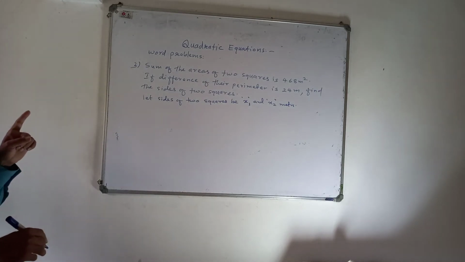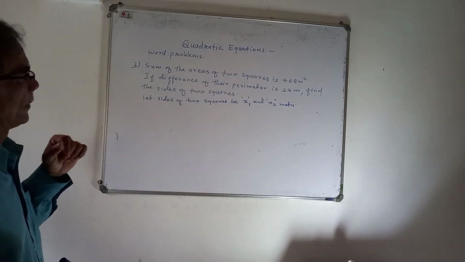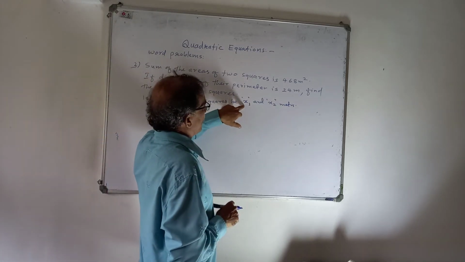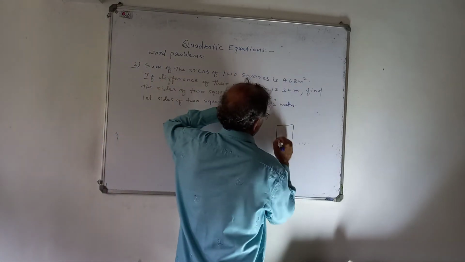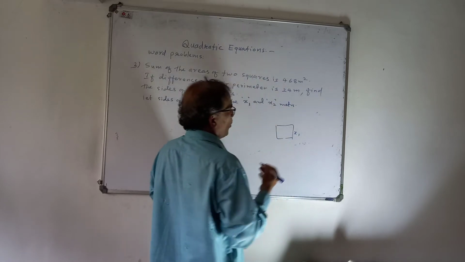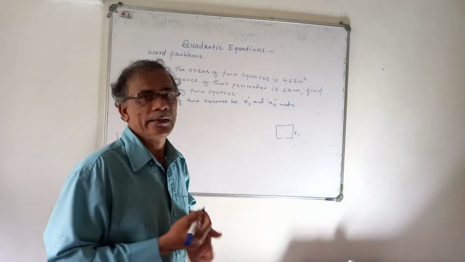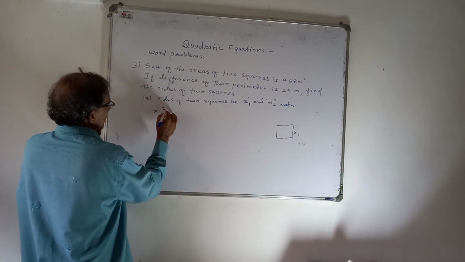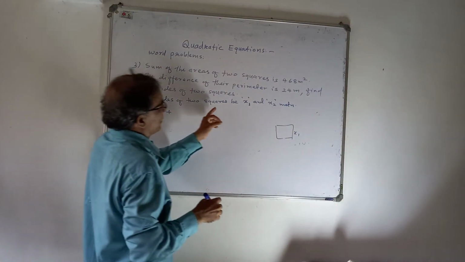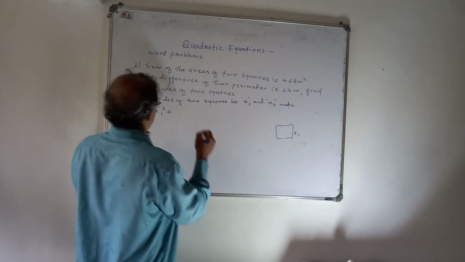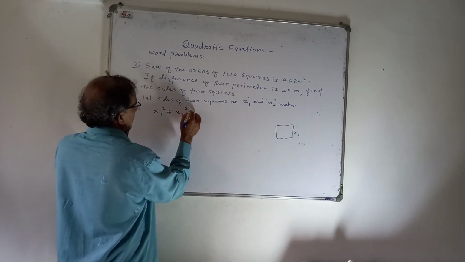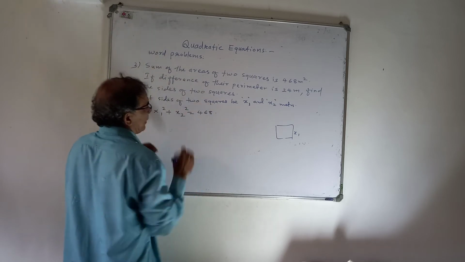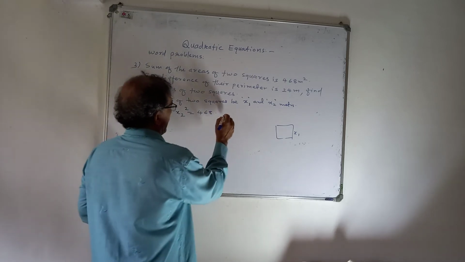Sum of the areas of the two squares. Now if x1 is the side of square, what is the formula for area of square? Side square, so x1 square. So x1 square plus, if the side of the second square is x2, area will be what? x2 square should be equal to how much? 468, isn't it? So this is first statement we are having now.